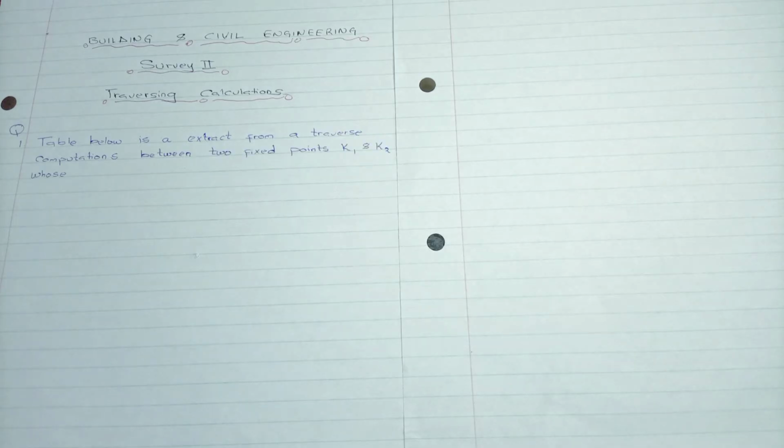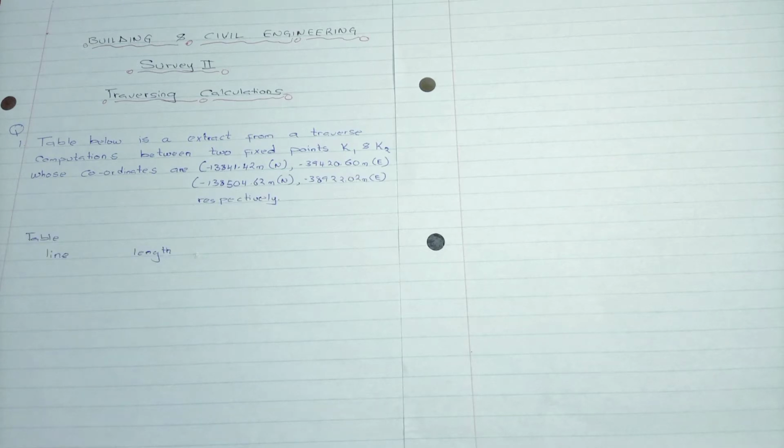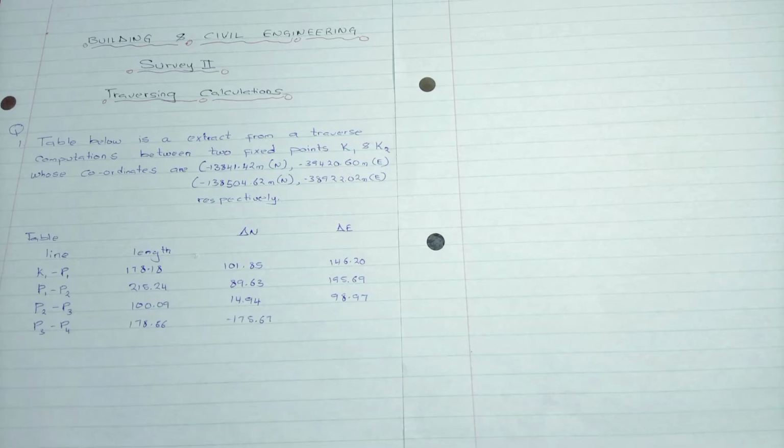So the table below is an extract from the transverse computation between two fixed points K1 and K2 whose coordinates are given below. So those are the north and the easting. Then we have the table below having all the values. So we have the columns for the lines, the length, and the coordinates of the easting and the northing.